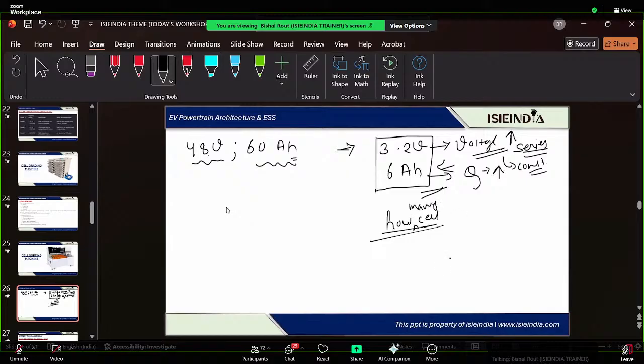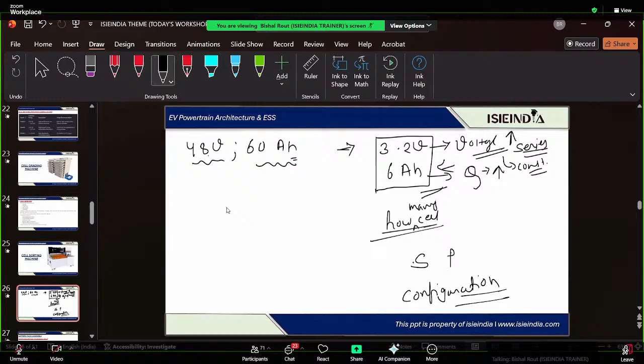Right. So how many cells need to be connected in series and parallel? That is nothing but called the cell configuration. So if someone asks you what the cell configuration is, you have to simply say that it is how many cells need to be connected in series and in parallel.